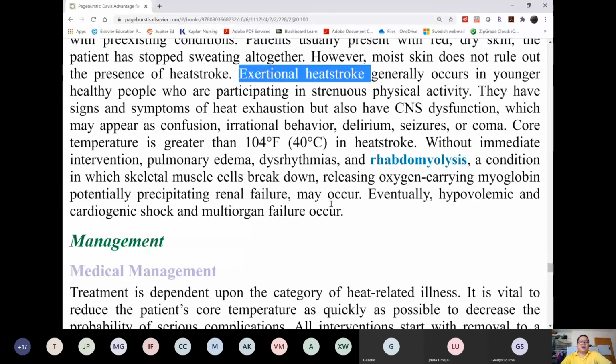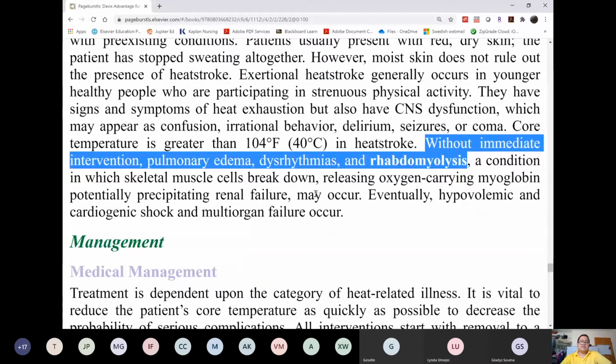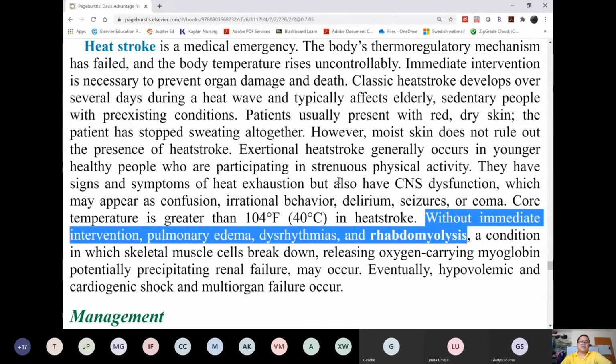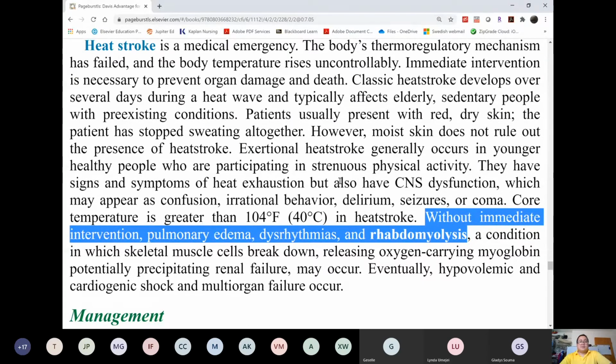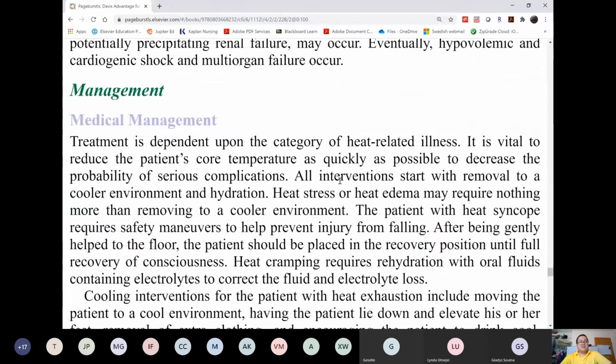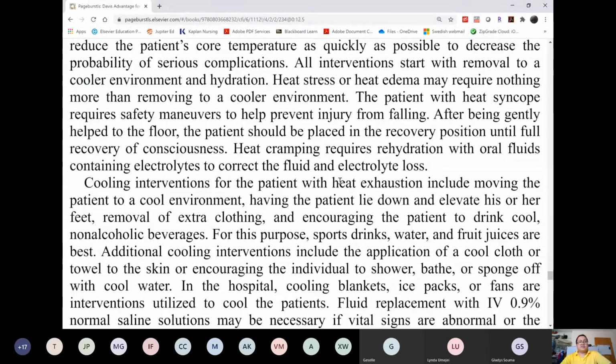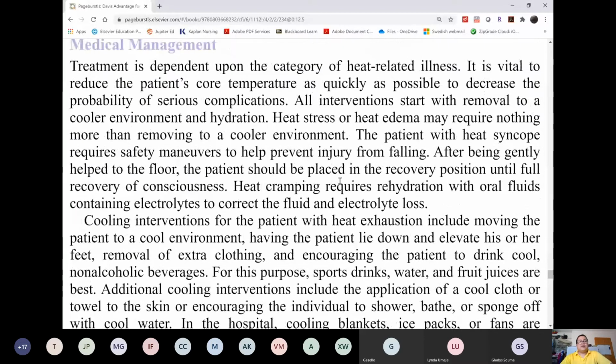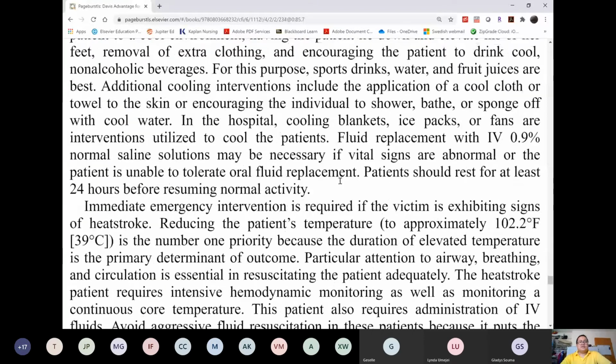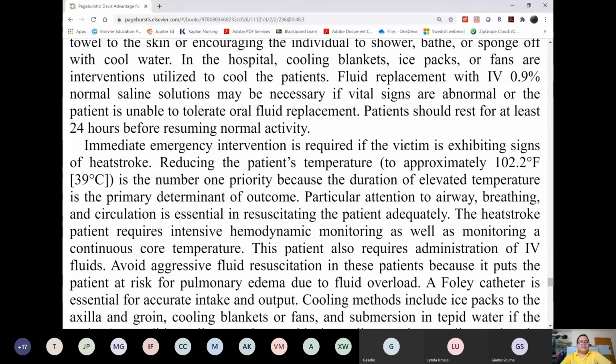It's also one of the complications is rhabdo. Still, this one is related to the exertional heat stroke. Management will be internal and external cooling measures. We have a rule here, though, that when we cool the patient, we stop the aggressive cooling measures when we hit 102.